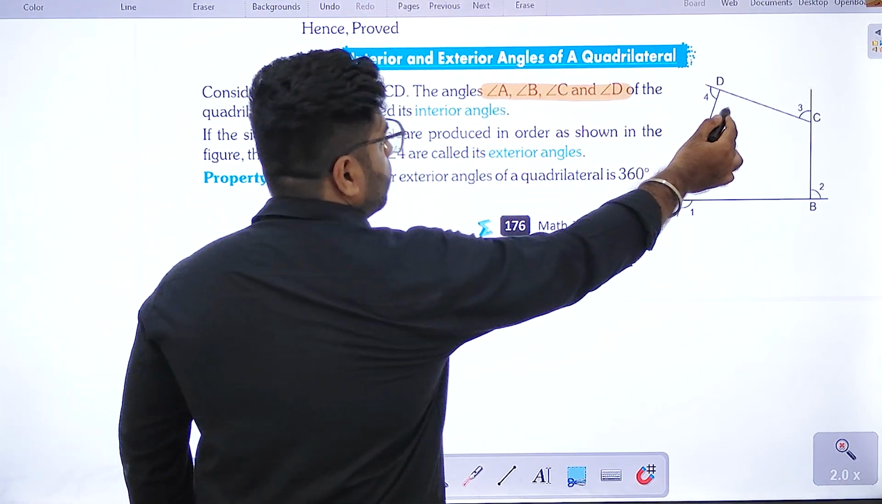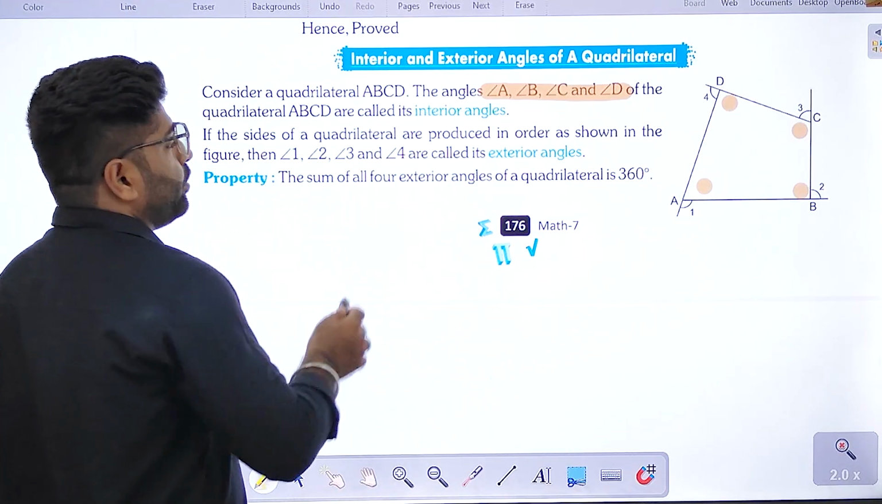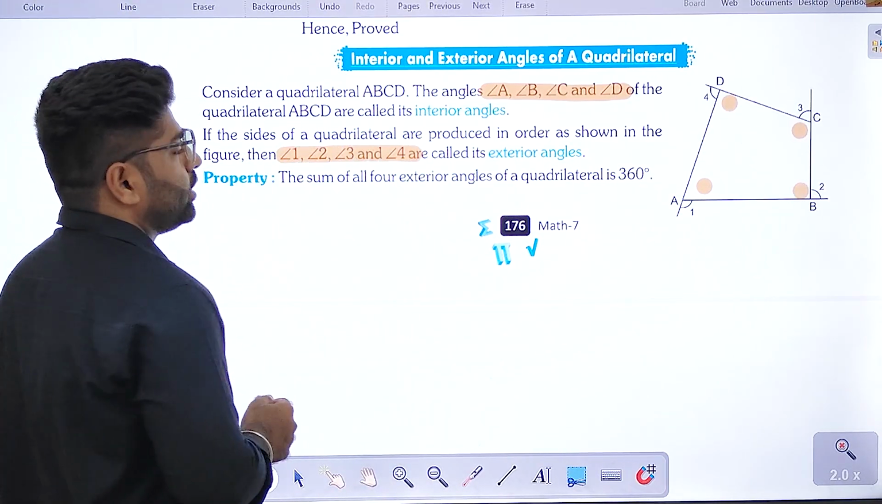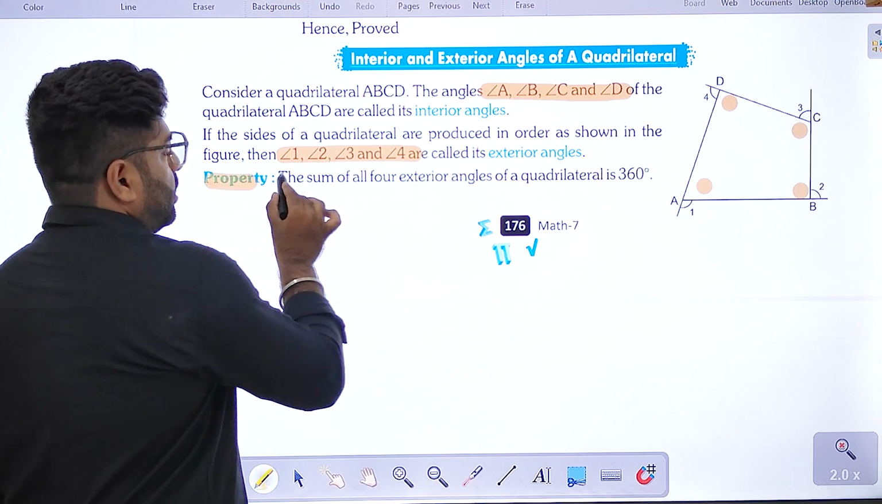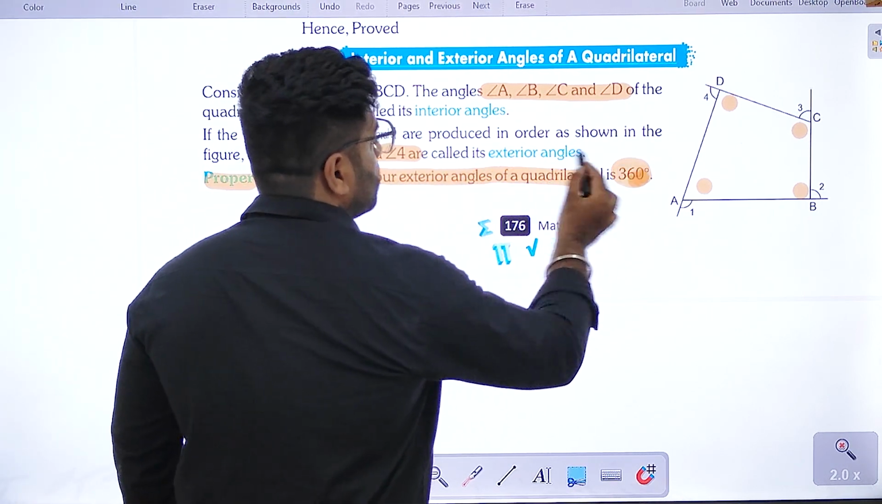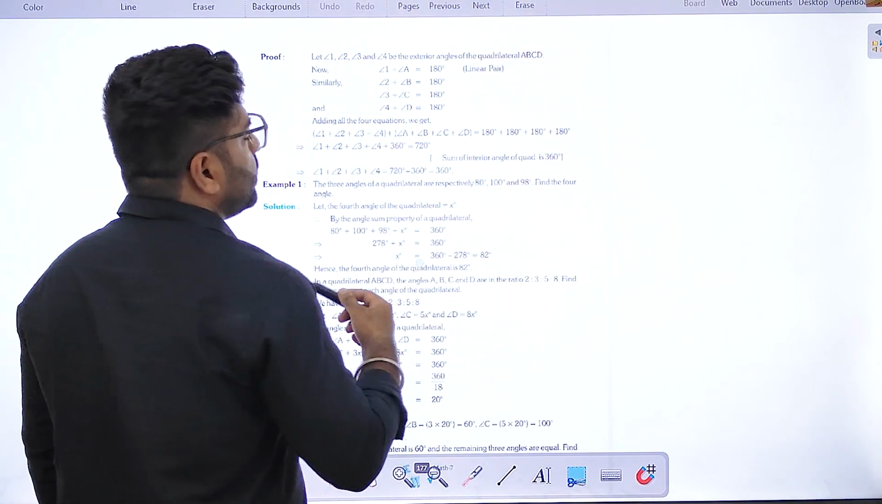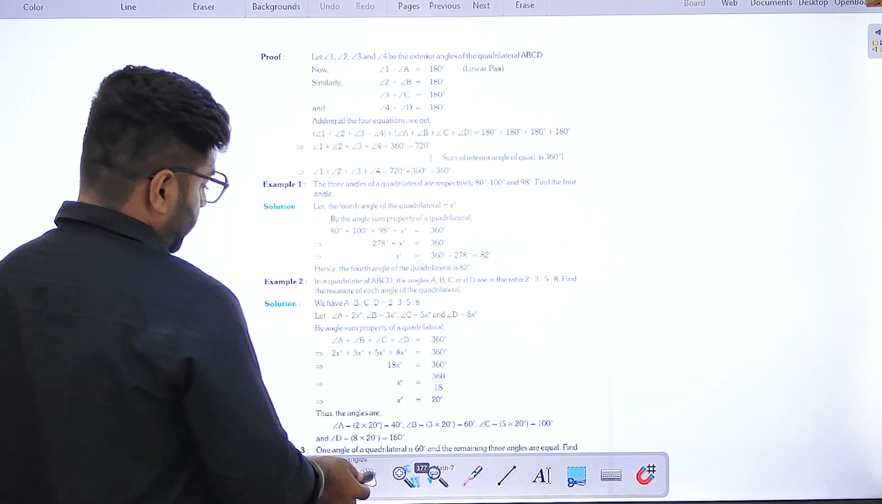These are the interior angles of the quadrilateral. If we talk about 1, 2, 3, 4, these are the exterior angles of the quadrilateral. The property says the sum of all 4 exterior angles of a quadrilateral is 360 degrees. So the sum of interior angles and the sum of exterior angles is always equal.